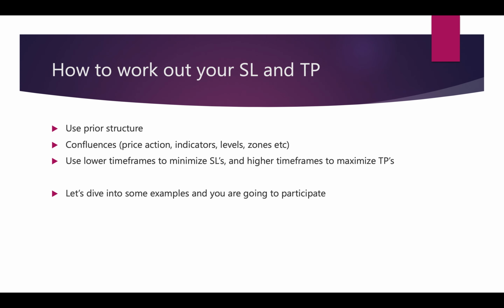So, how to work out your stop loss and take profit. What I like to do are these three elements. Use price structure. Price structure gives you a good view as to where good resting zones are for price, and I'll go into a few examples in a second. Also, I like to use extra confluences, so maybe previous price action, current price action, indicators, levels, zones, etc.